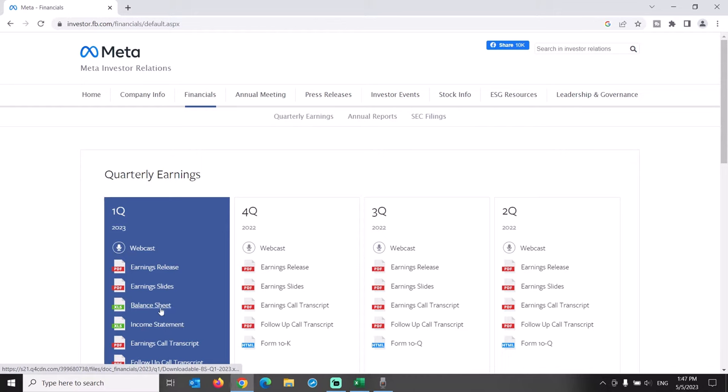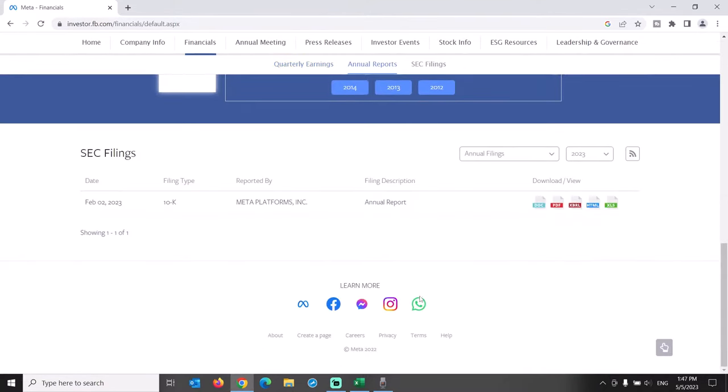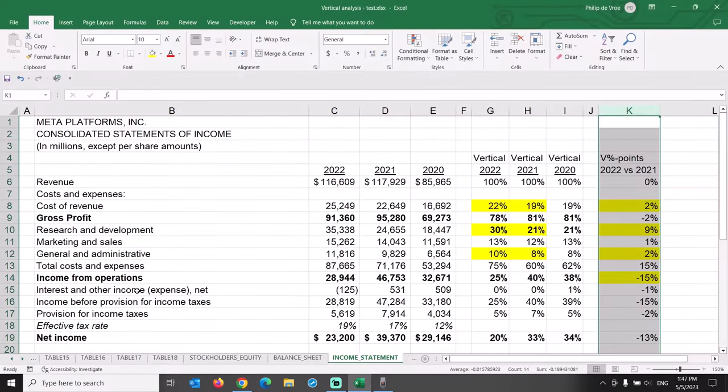We could go for the quarterly balance sheets and income statements right here, but in order to see the big picture, we are probably better off looking at the full year financial statements in the 10K annual report. Let's start with a vertical analysis of the income statement.